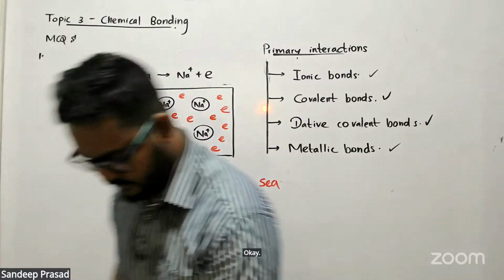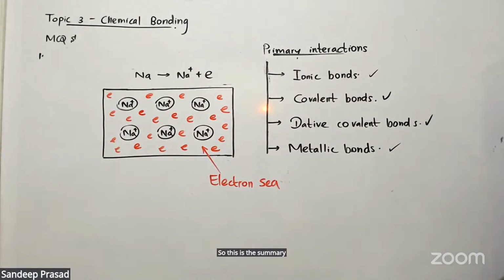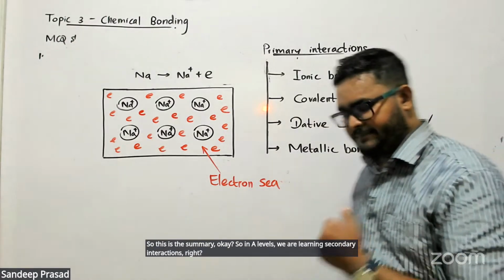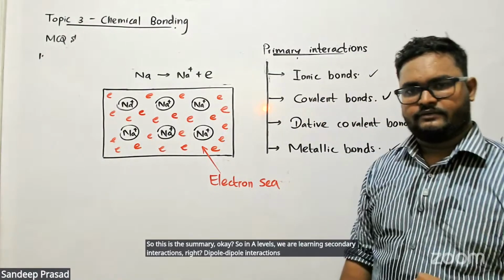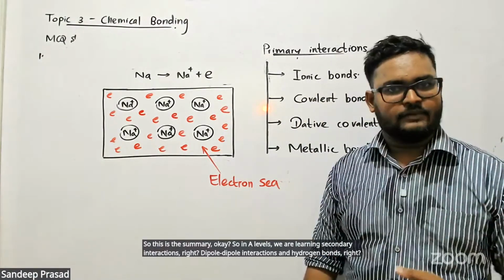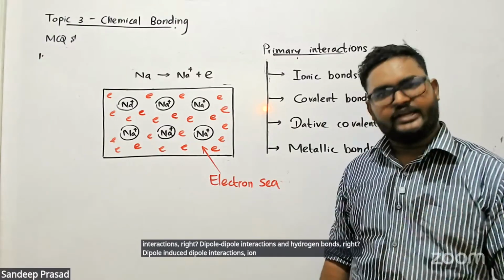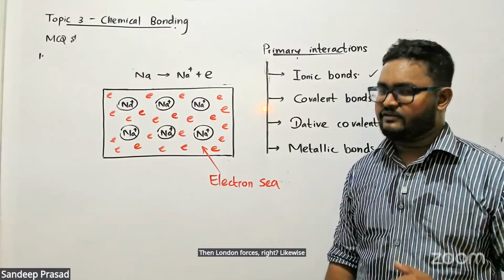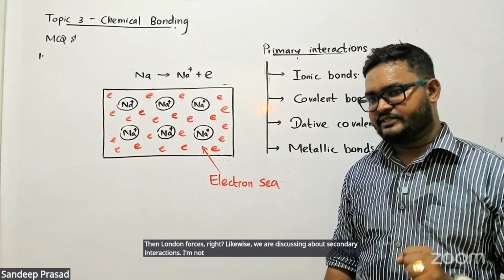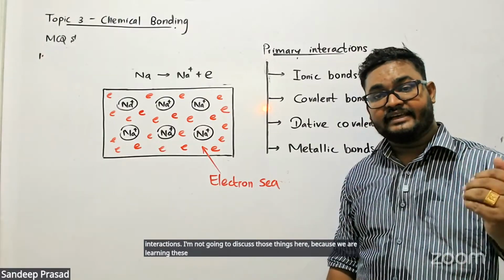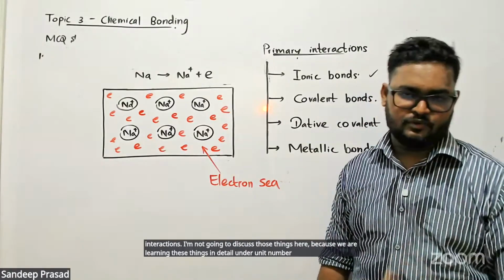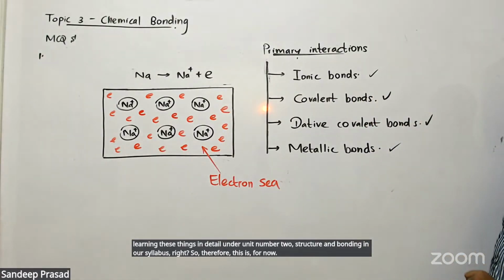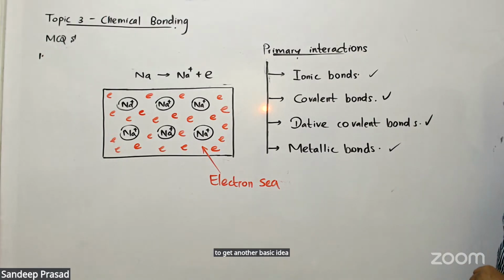Right. So this is the summary, okay? In A levels, we are learning secondary interactions, right? Dipole-dipole interactions and hydrogen bonds, dipole-induced dipole interactions, ion-dipole interactions, ion-induced dipole interactions, then London forces. Likewise, we are discussing secondary interactions. I'm not going to discuss those things here because we are learning these things in detail under unit number 2, structure and bonding in our syllabus, right? So for now, this is enough to get a basic idea about the bonds, right?